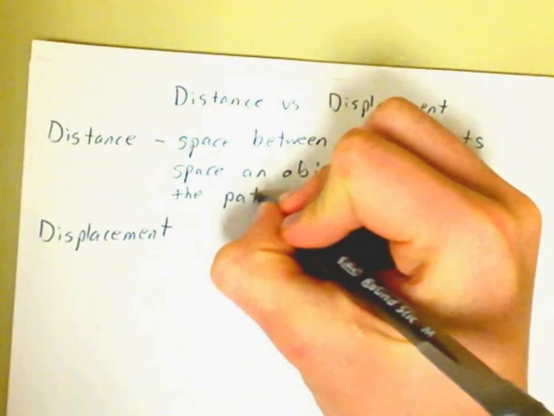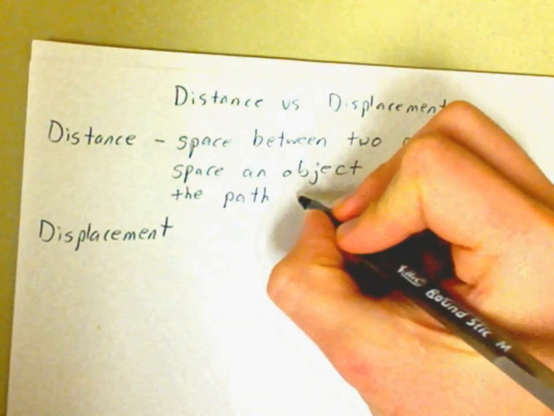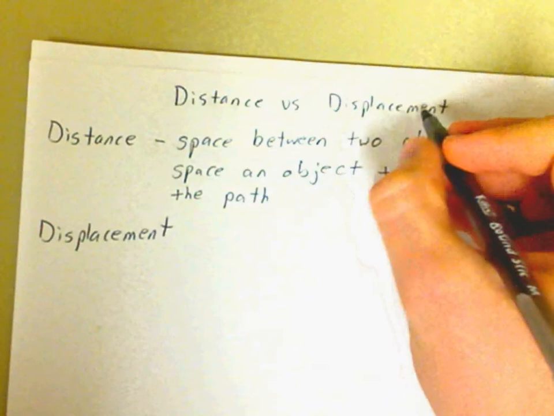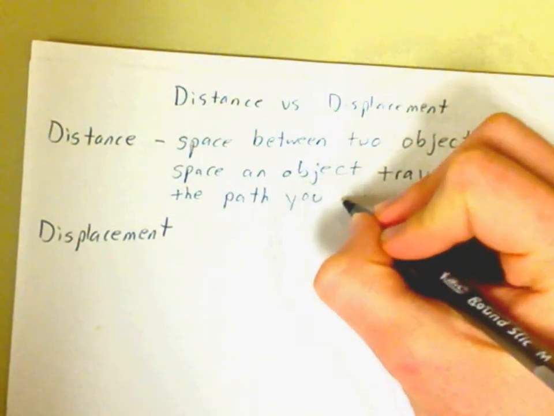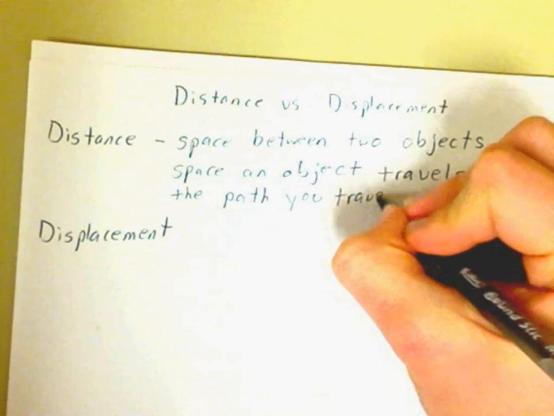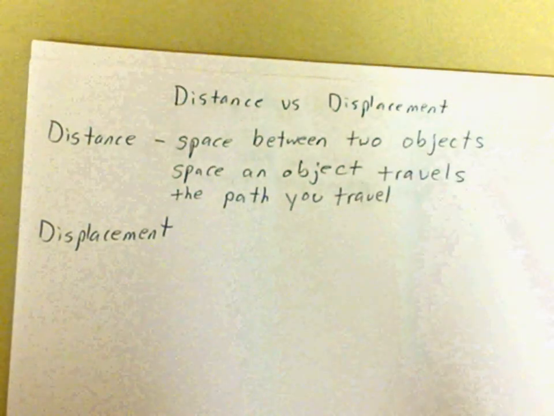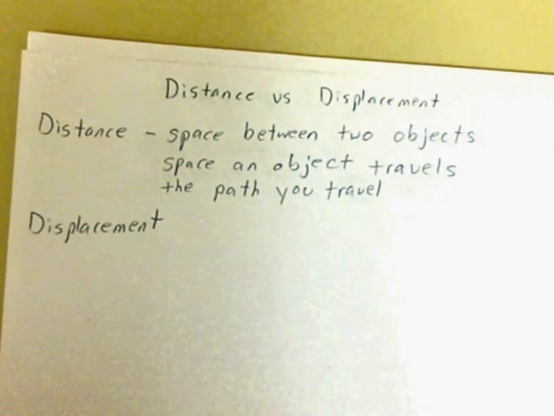The path you travel is another way to think about distance, especially when we're comparing it to displacement. The path you travel. Okay? Now that we have that, we have a solid definition for distance.